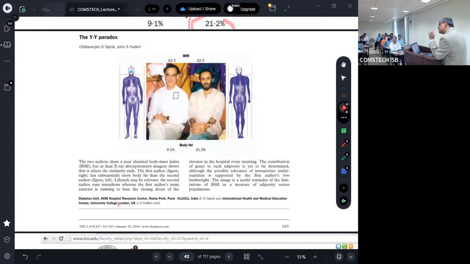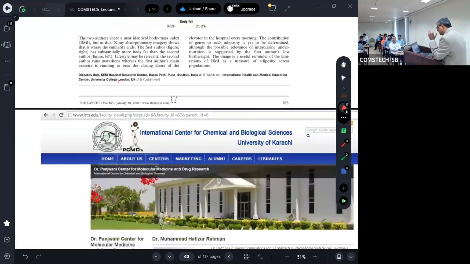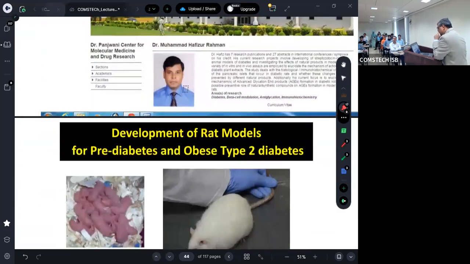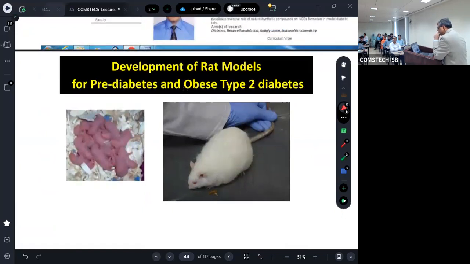Both have the same BMI, but the body fat composition is different. Normally, European people have less body fat compared to us, and we have more body fat. We are taking too much oily food. But what I did in Panjani Center and ICC base, we developed a rat model for pre-diabetes and obese type 2 diabetes.